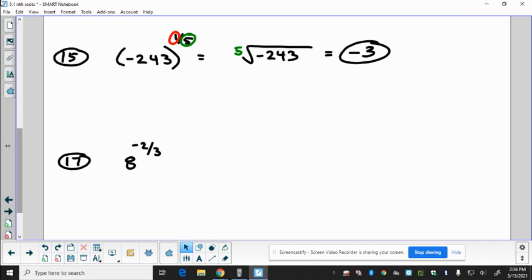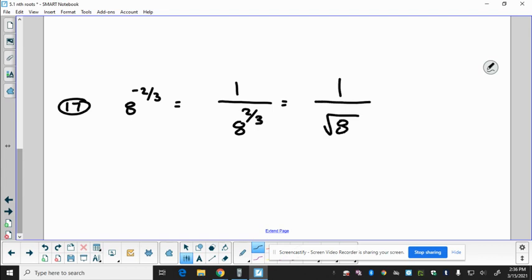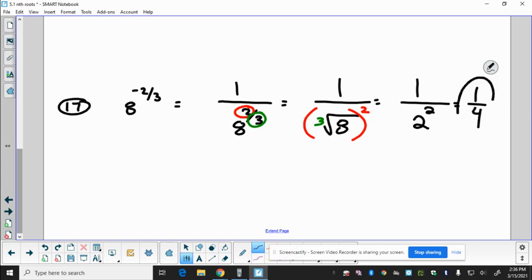Okay, number 17. Now we see the negative exponent. Do you remember that that is a reciprocal? We've got to get our exponents in here. So this will be squared. And it is a cubed root. So the cubed root of 8 is 2. And this is being squared. So this is actually 1/4.